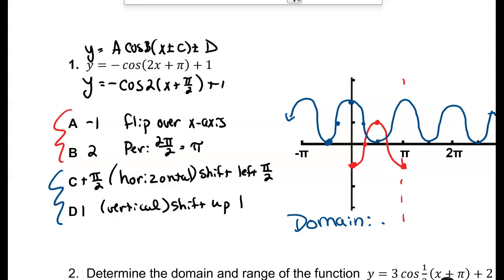Negative infinity to infinity. Right on. You guys remembered. Great job. Negative infinity to infinity. Now, range. What do we get there?